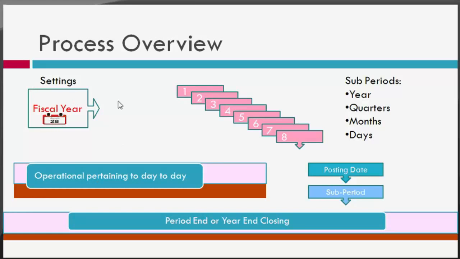So the first is to define the fiscal period. Break down this fiscal period into the categories that you want. That can be year, quarters, months or days. Then the operational stage pertains to the day, which will correspond to the posting date and the sub-period. And lastly, at the year end, it will be all closing.